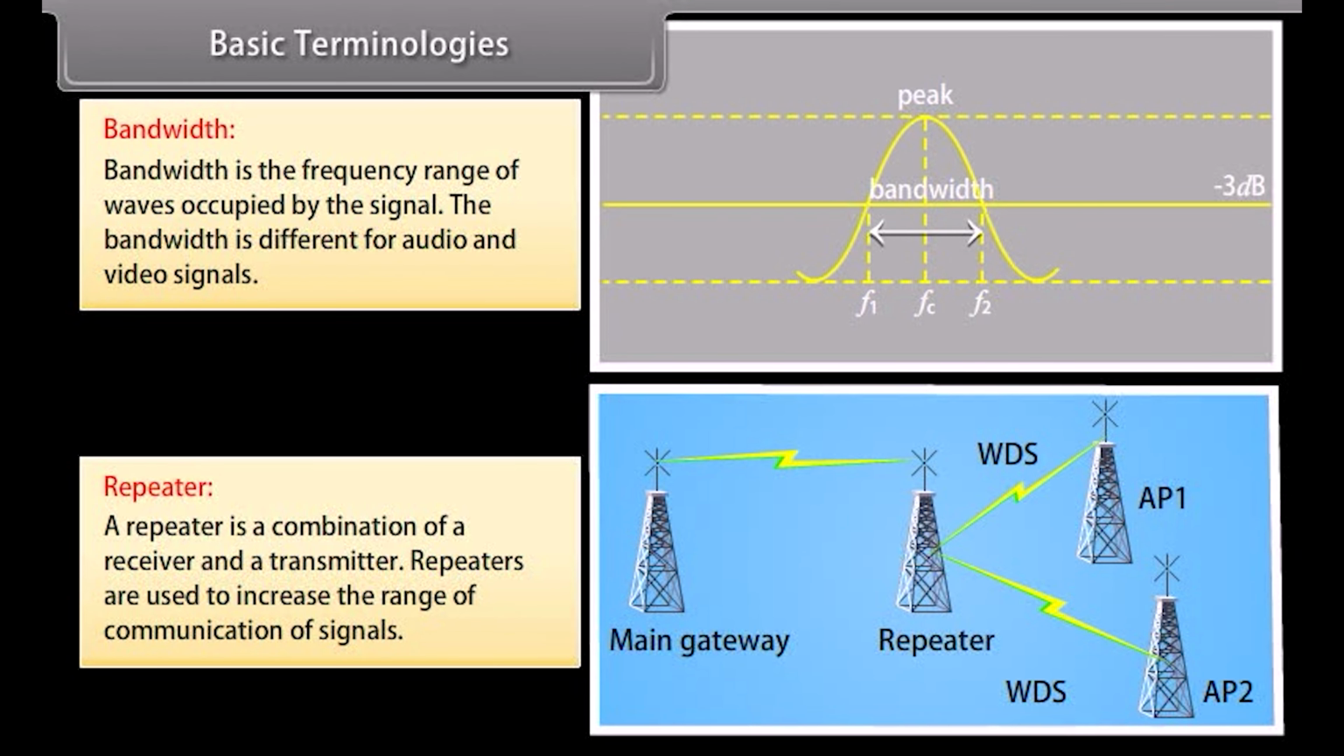Optical fiber. An optical fiber has frequency range 1 terahertz to 100 terahertz. It offers a transmission bandwidth of more than 100 gigahertz.